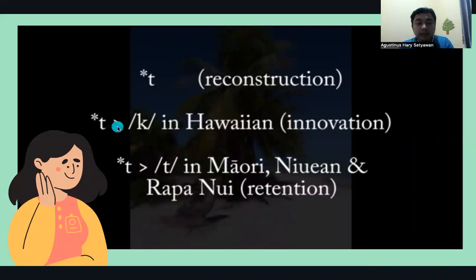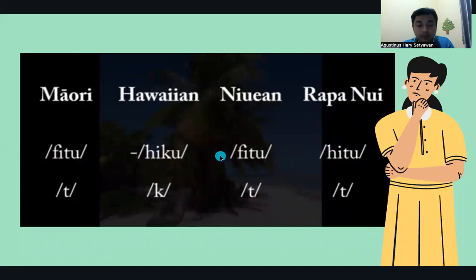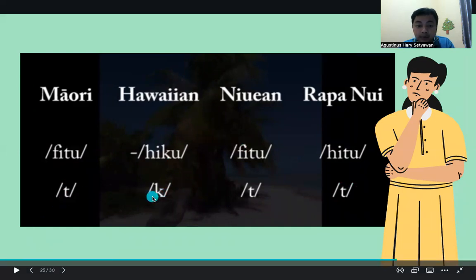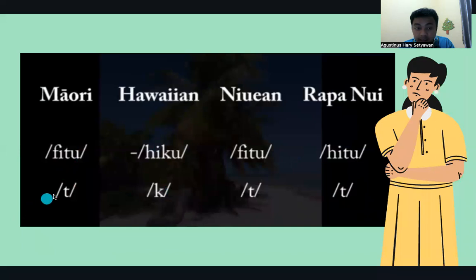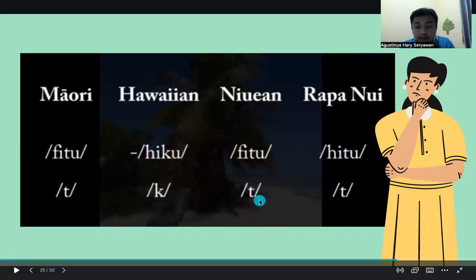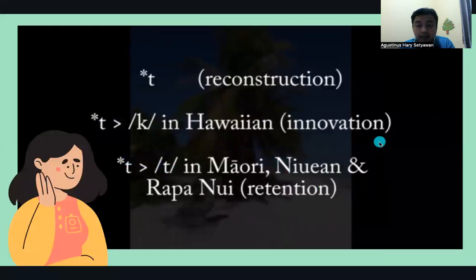Teh becomes keh in Hawaiian. Right? It changes. Teh becomes keh in Hawaii. In Niuan and Rapa Nui it is the same. Teh becomes keh in Hawaiian, but teh is the same in Niuan and Rapa Nui. This means it is an innovation. If it changes, it is called innovation.